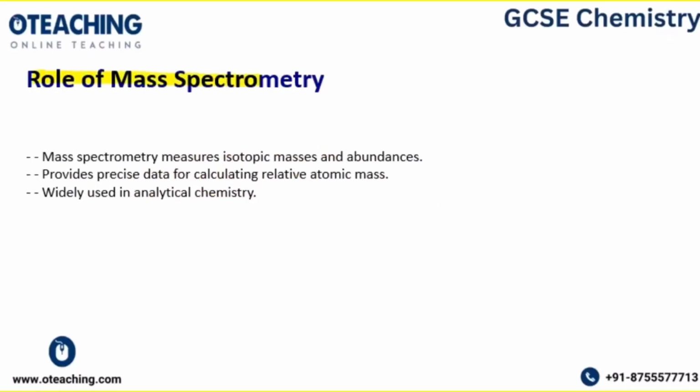Now, role of mass spectrometry. Mass spectrometry measures isotopic masses and abundance. The isotope's mass and its abundance is measured by mass spectrometry. It provides precise data for calculating the relative atomic mass, because we would be needing the masses and abundances of isotopes to calculate the relative atomic mass. Widely used in analytical chemistry.